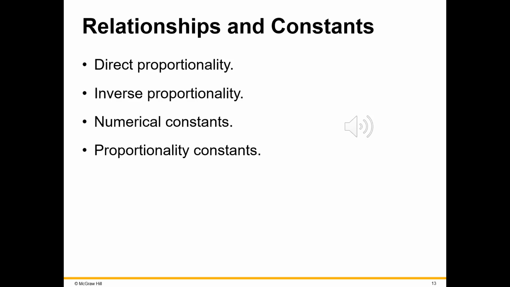And these proportionalities can be looked at as equations if you use something called a proportionality constant that's going to relate these 2 factors or quantities. There are also what are called numerical constants that will not change. They are specifically constants.